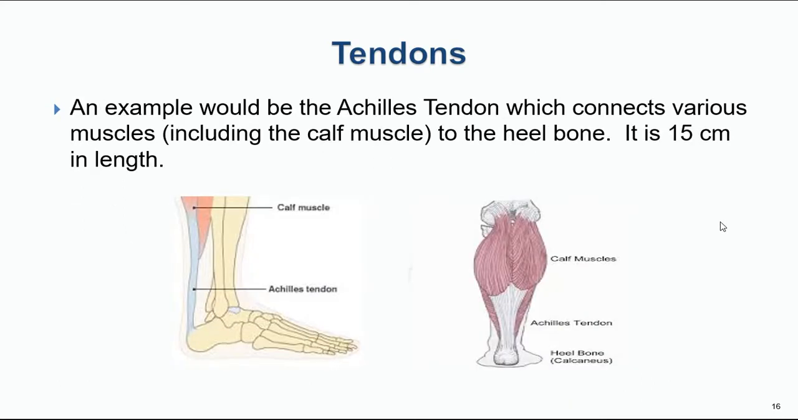A good example to know about is the Achilles tendon, and this connects various muscles, including your calf muscle to your heel bone. It's about 15 centimetres in length, but it's absolutely vital to allow you to walk.